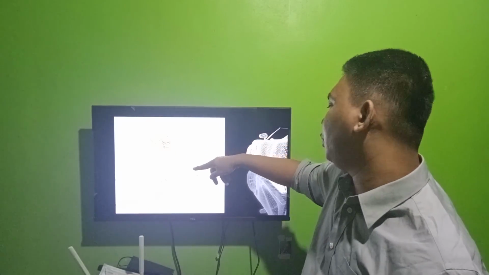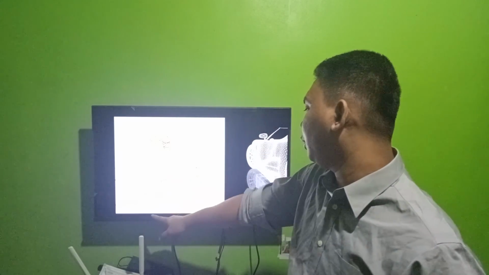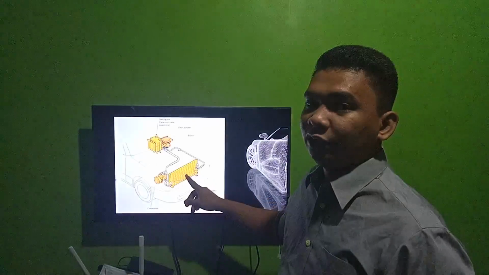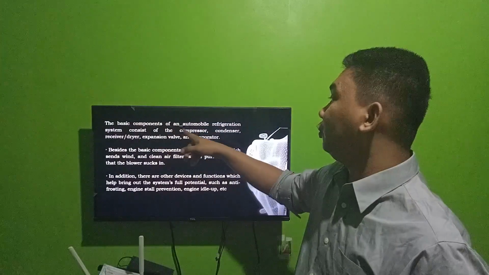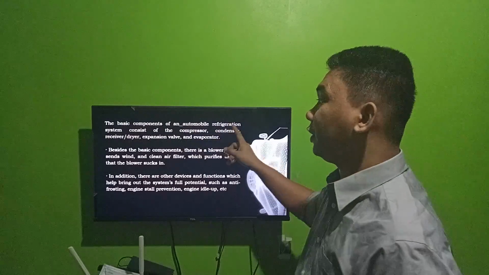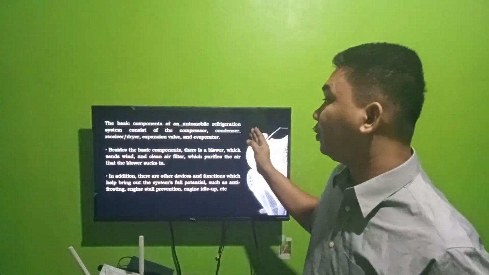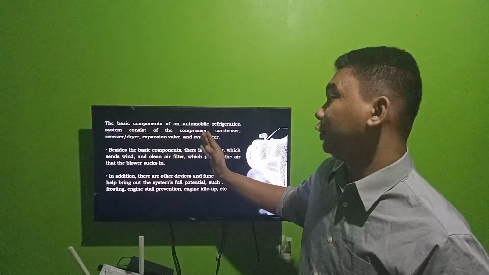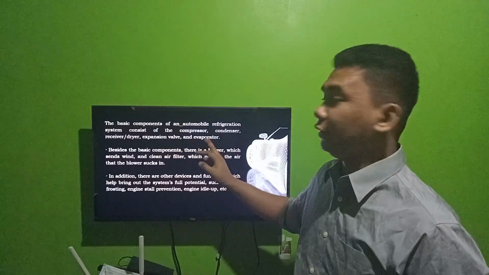So this is the cleaner filter, blower, receiver. This is the receiver dryer, this is the condenser, and then the condenser creates high pressure. And this is the compressor. So the basic components of an automobile refrigeration system consist of the compressor. Sorry, take note guys. Take note of this one, okay? So: compressor, condenser, receiver, expansion valve, and evaporator.